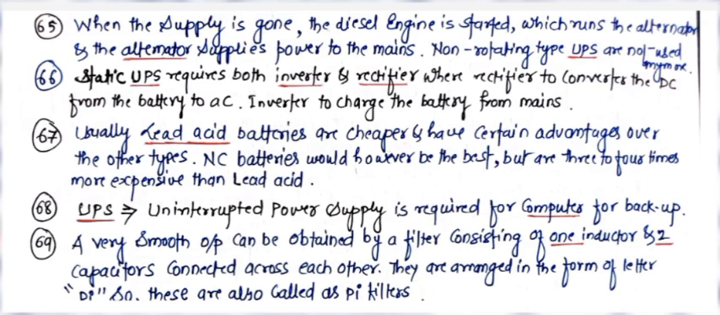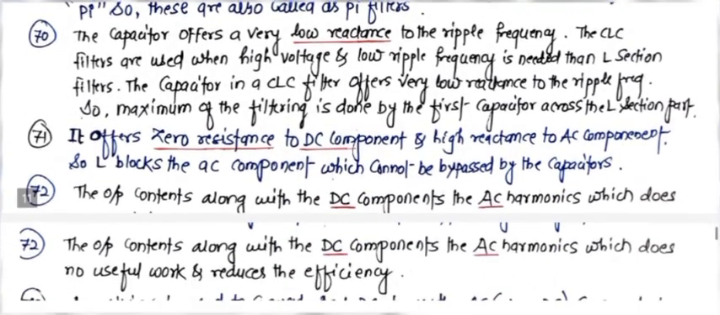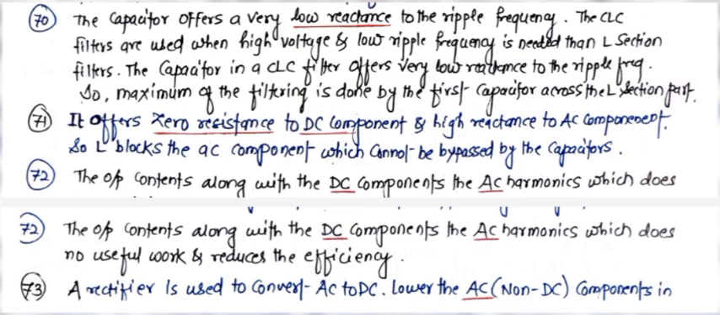A very smooth output can be obtained by a filter consisting of one inductor and two capacitors connected across each other. They are arranged in the form of the letter pi, so these are also called pi filters. The capacitor offers a very low reactance to the ripple frequency. The CLC filters are used when high voltage and low ripple frequency is needed. Then L section filters. The capacitors in a CLC filter offer very low reactance to the ripple frequency, so maximum of the filtering is done by the first capacitor across the L section part.